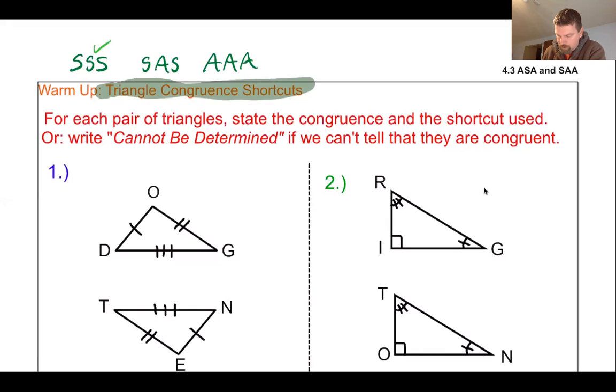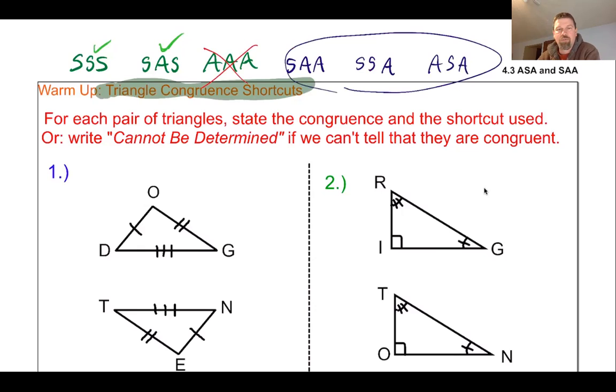Side, side, side works. Side, angle, side works. But angle, angle, angle did not work. Today, we're going to be continuing that, and we're going to explore a few other options. We're going to explore side, angle, angle. We're going to explore side, side, angle, and we're going to explore angle, side, angle. So we're going to see these three and see which ones of those work and which don't.